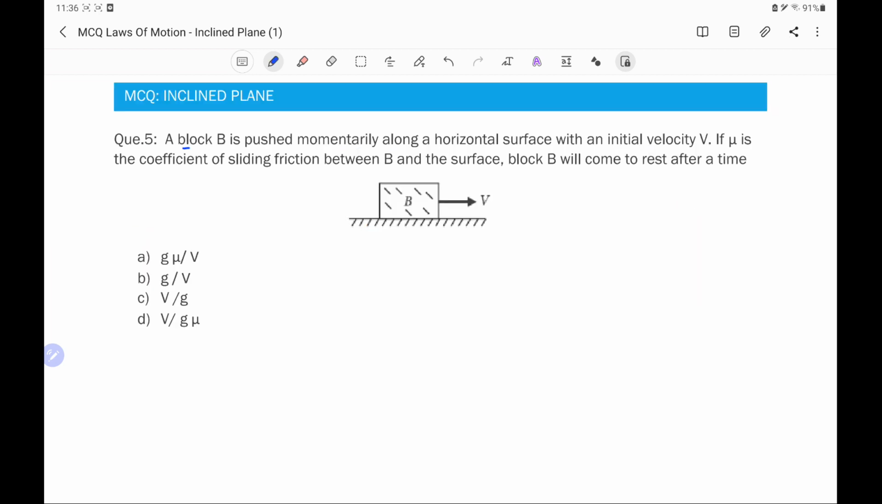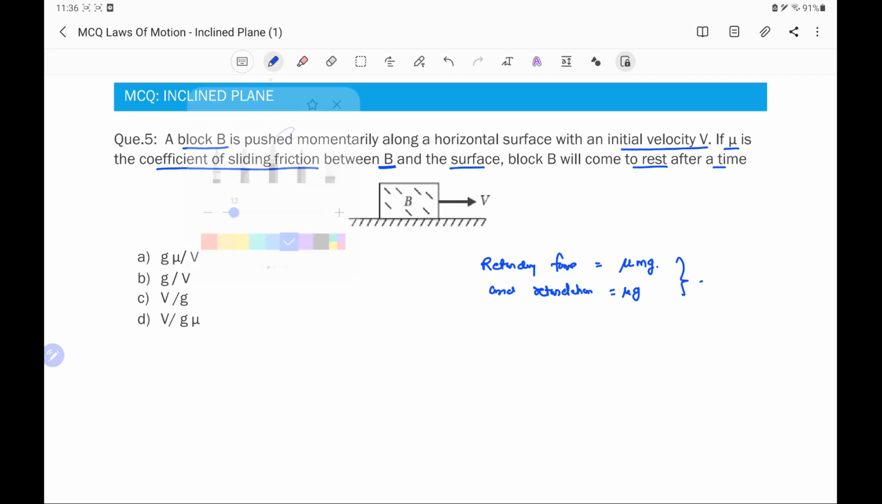Fifth question is, a block B is pushed momentarily along a horizontal surface with an initial velocity v. If mu is the coefficient of sliding friction between the block B and the surface, then block B will come to rest after a time. On a surface which has friction, the retarding force will be equal to mu mg and retardation will be equal to mu g. This we have to remember for a horizontal surface.